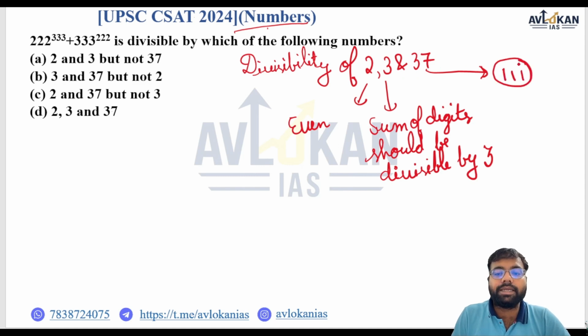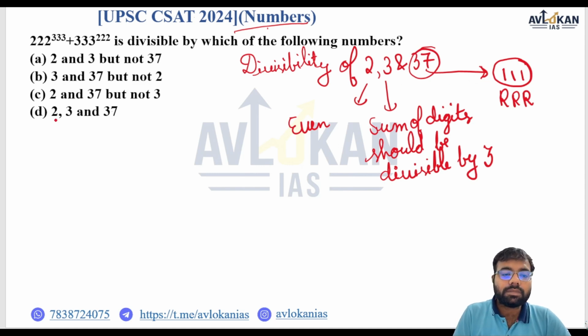Any number in which a digit is repeated 3 times, that is, any digit if it is repeated 3 times, will be divisible by 37. Okay, that is the knowledge that we require here. So let's move on to the question. The first part is 222 to the power 333 plus 333 to the power 222.